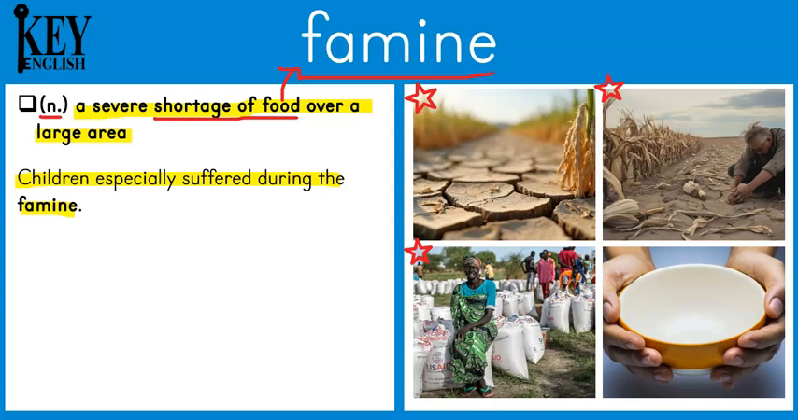If there was a famine going on in one country, but other places are okay, we might be able to send food there to help with the famine. Of course, everyone is suffering when there is a famine, but just like this example sentence says, children especially suffer during famines since children need more food and more minerals and vitamins to grow strong.